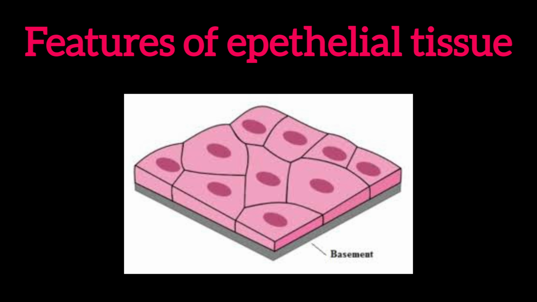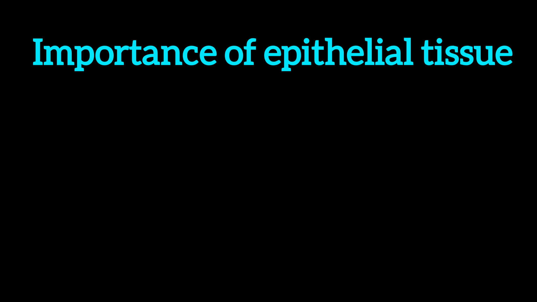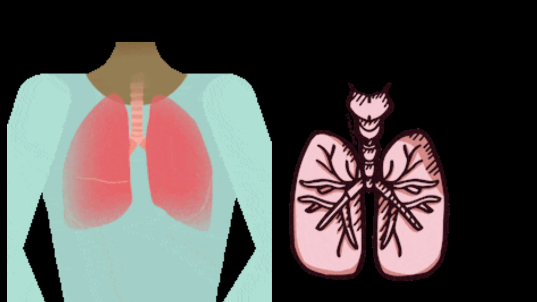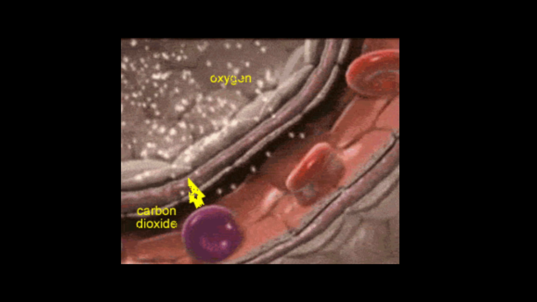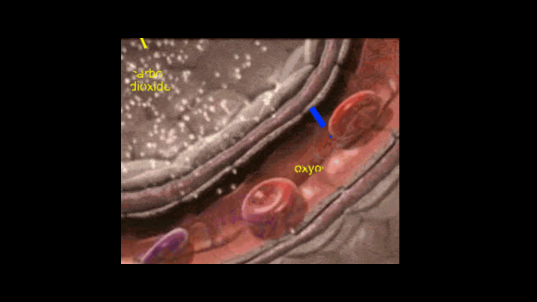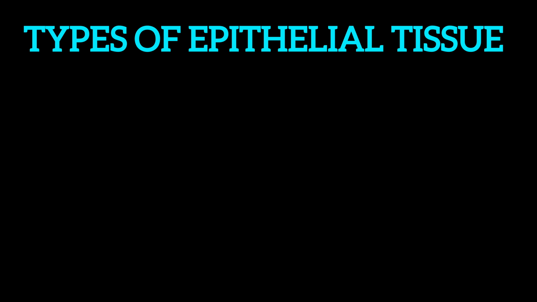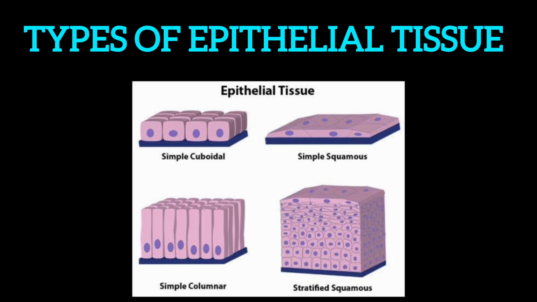Features of epithelial tissue: these tissues are tightly packed and there is no intercellular space. Importance of epithelial tissue: anything which has to enter our blood from the external environment has to pass at least once through this epithelium. Exchange of gases takes place in alveoli through blood vessels. Alveoli and blood vessels are also covered by epithelium. Now let us study about types of epithelial tissue. Different types of epithelial tissues are there depending upon their function.